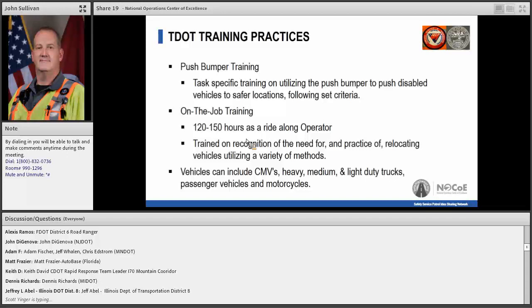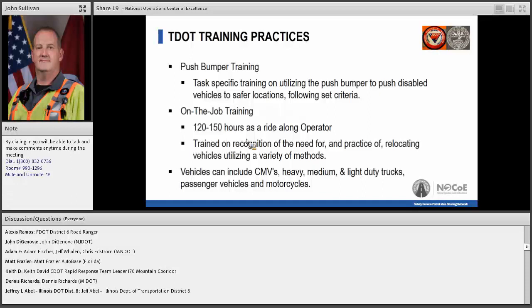So all of our drivers receive this on-the-job training, and they ride along with an operator. Obviously, it's about 120 to 150 hours, sometimes a little longer, and they're all trained on the recognition of the need for it and the practice of it. And like I said, any of the vehicles we relocate include everything under the sun. Even motorcycles, sometimes we forget about those. They're a little bit different to relocate.